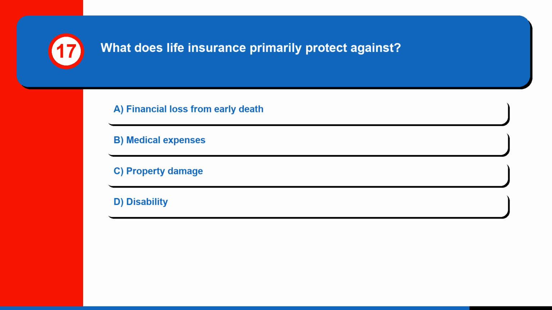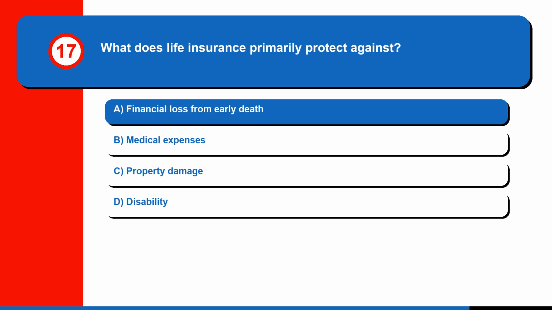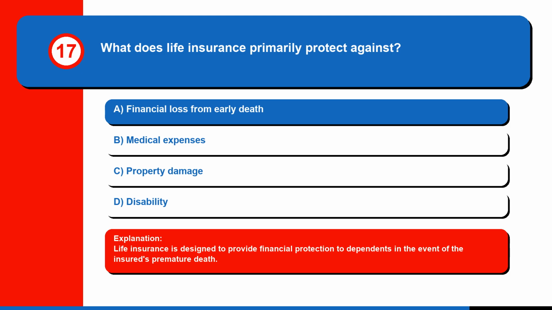Question 17. What does life insurance primarily protect against? A. Financial loss from early death. B. Medical expenses. C. Property damage. Or D. Disability? The correct answer is A. Financial loss from early death. Life insurance is designed to provide financial protection to dependents in the event of the insured's premature death.